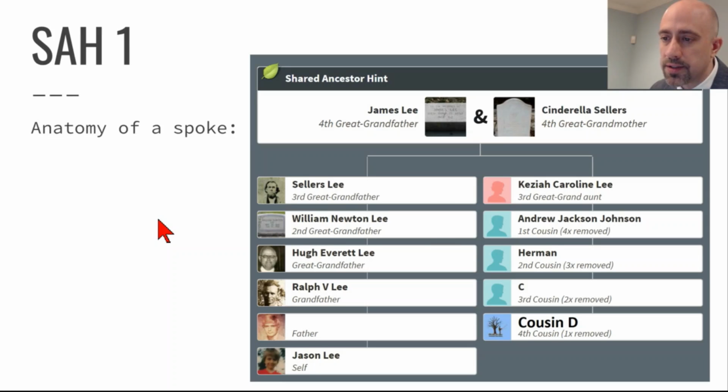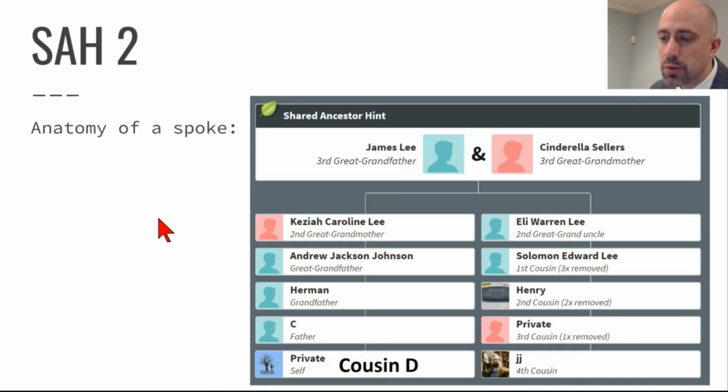So here's one shared ancestor hint for the Cinderella Sellers DNA circle. This is a shared ancestor hint for me and cousin D. So that's one shared ancestor hint and one golden spoke within the DNA circle for Cinderella Sellers. Shared ancestor hint number 2 is a match for cousin D and cousin JJ. So they have a shared ancestor hint for James Lee and Cinderella Sellers. They are both descendants of this couple and they both share DNA.